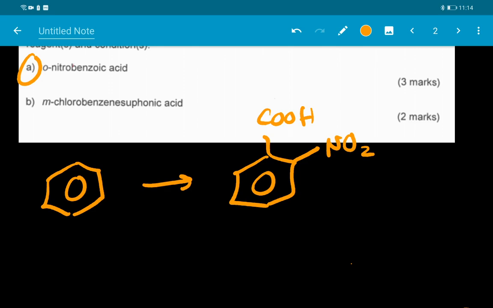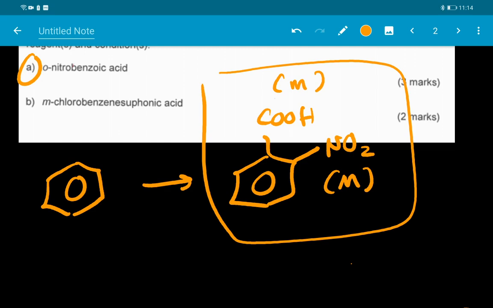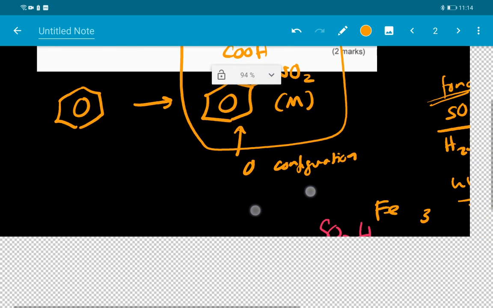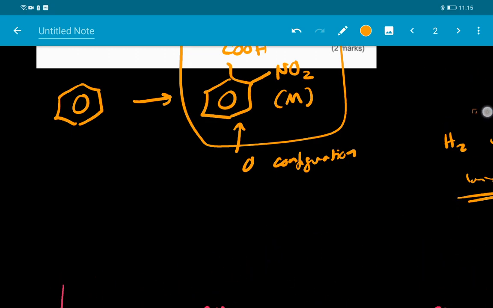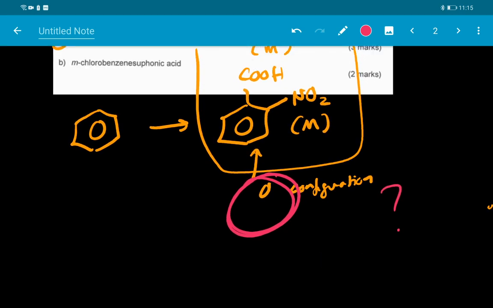However, if you look at the list, NO2 is a meta-director. The COOH is also a meta-director. However, the structure is in the ortho configuration. It might sound a little bit tricky. How come both are meta-directors, but the structure in the end will be ortho? Right, it's quite confusing.